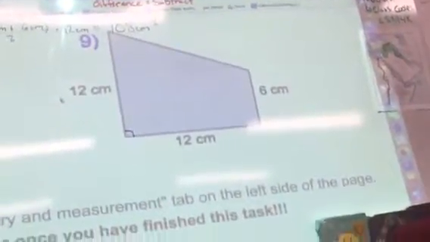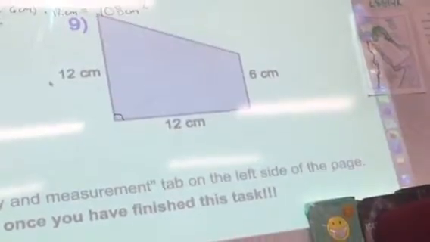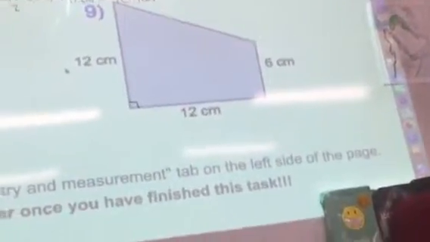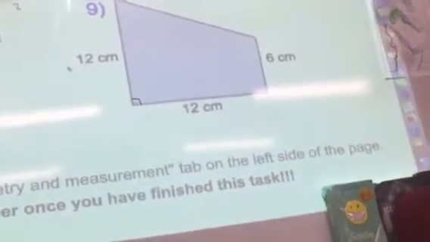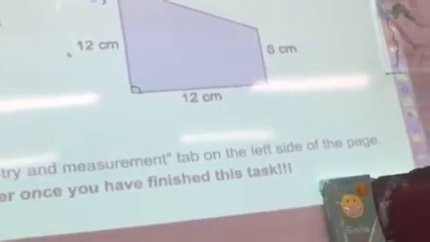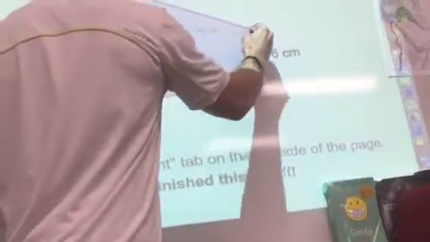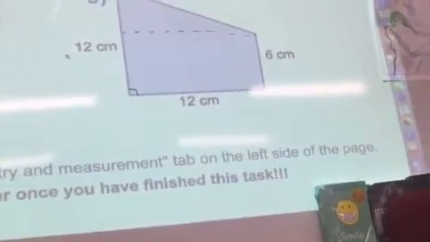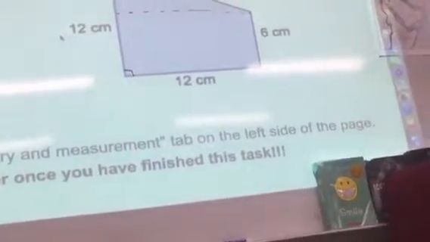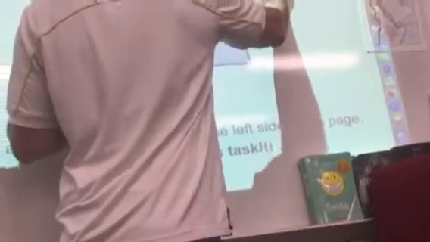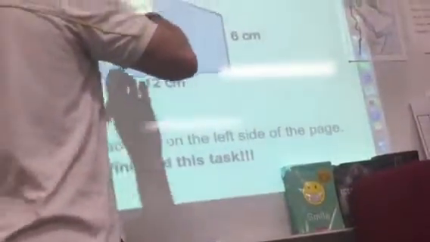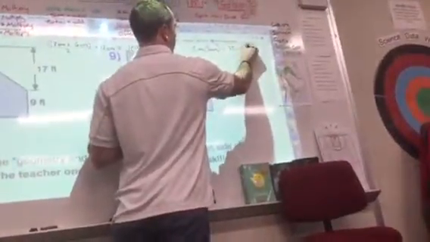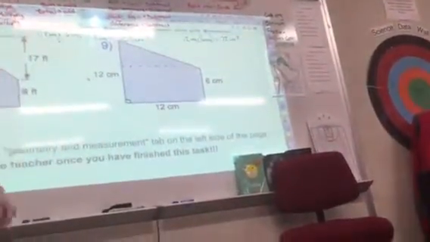Okay, for those of you that thought it was irregular, let's solve it by creating 2 separate shapes. Where could I put my line? What 2 shapes would I have? A triangle and a rectangle. Sure, I could put one right here. So what's my rectangle? Paige, what would my rectangle be? 12 by 6. 12 centimeters times 6 centimeters. What do I get? 72 centimeters squared.